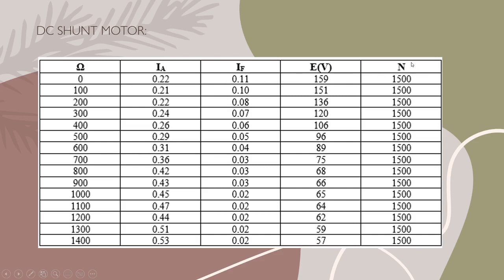we fix the speed, which is 1500. So for the armature current, the result is an increased value from 0.22 until 0.53. For the field current, the value is decreased from 0.11 until 0.02. And for the motor voltage, you can see the value is also decreased, from 159 to 57.